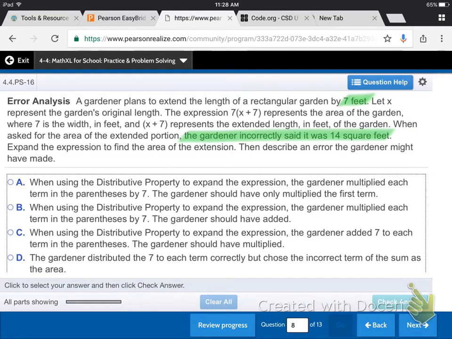When using the distributive property, the gardener multiplied each term in parentheses by 7. The gardener should have only multiplied the first term. No, that couldn't possibly be right, because in distribution, we always multiply every term. When using the distributive property to expand, the gardener multiplied each term in the parentheses by 7. The gardener should have added. No, that's not it either. When using the distributive property to expand, the gardener added 7 to each term. The gardener should have multiplied. Yes, that is the one, because that's how you get a 14 instead of a 49, you add the 7s instead of multiplying them.